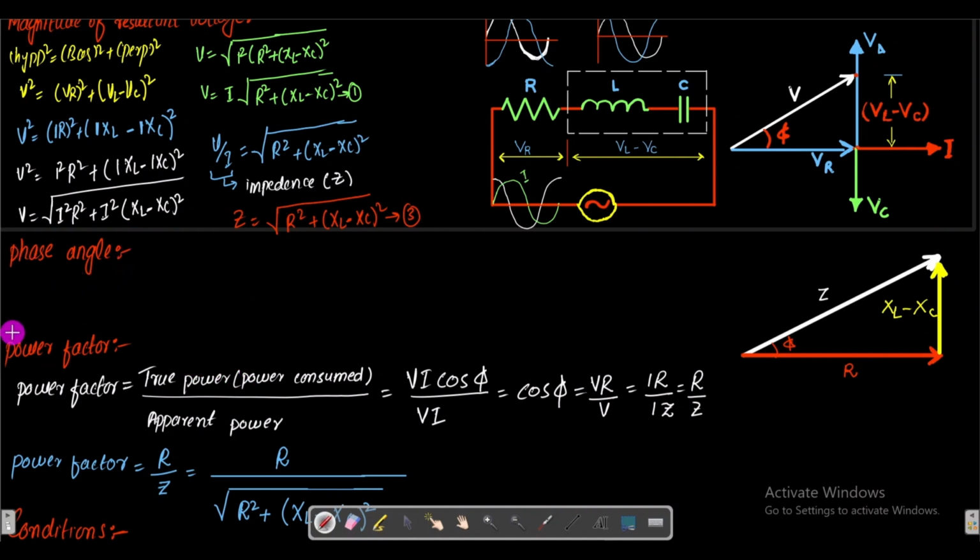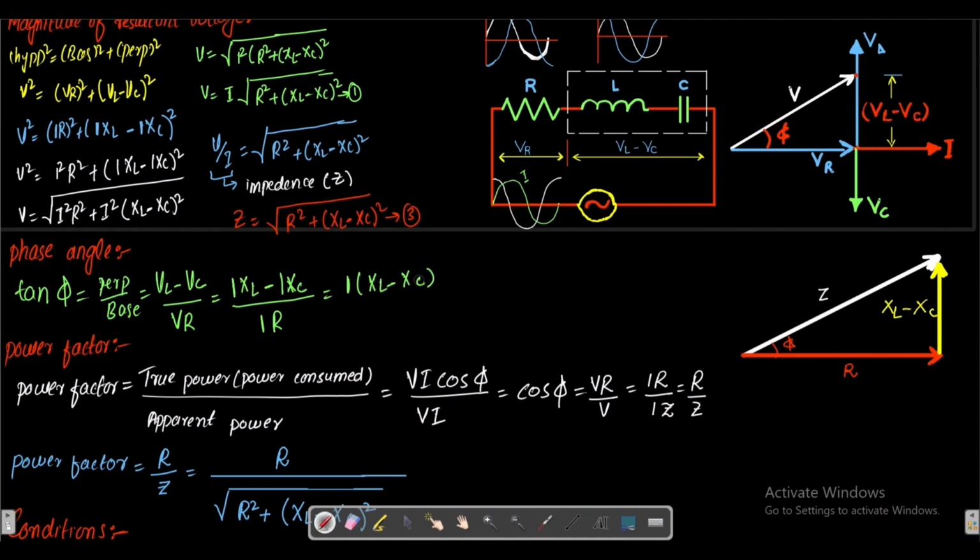So for that we know that tan phi is equal to perpendicular divided by base. Here the perpendicular is VL minus VC, divided by the base, and the base is VR. So VL is equal to I XL, VC is equal to I XC, and VR is equal to IR. From the above we take I common, and the I and I will be cancelled, and it will become XL minus XC divided by R. This is actually that angle phi.